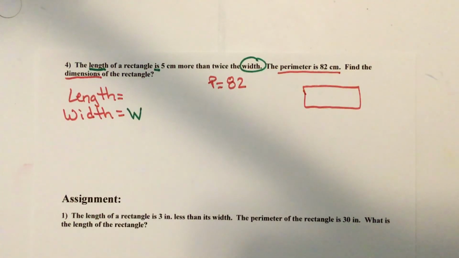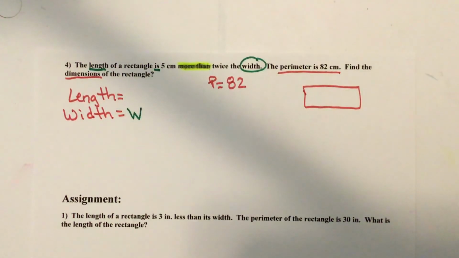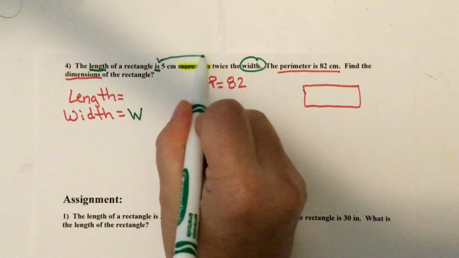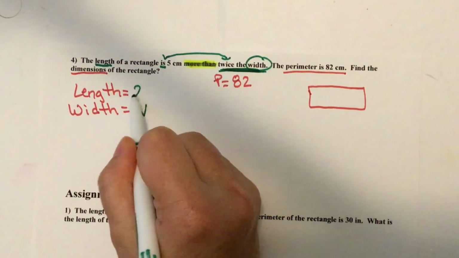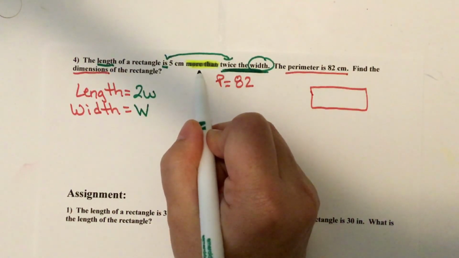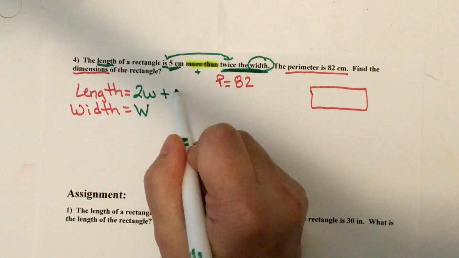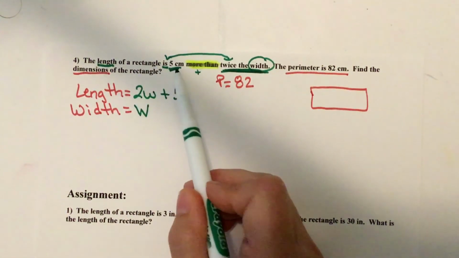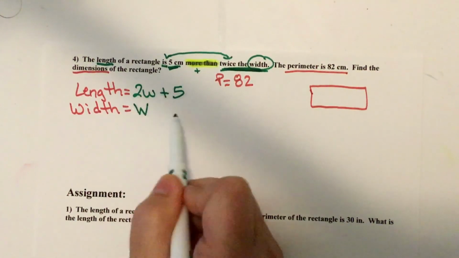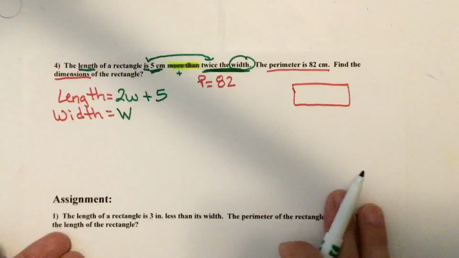All right, do you see a switch word? More than, less than, subtracted from, fewer. Yep, more than is a switch word. So when we see those switch words, remember, we start in the back of the sentence. So twice the width would be 2W. Work backwards. More than, that's addition. Work backwards, and we see a 5. Okay. So when it says the length of a rectangle is 5 centimeters more than twice the width, that's how you write this: 2W plus 5.